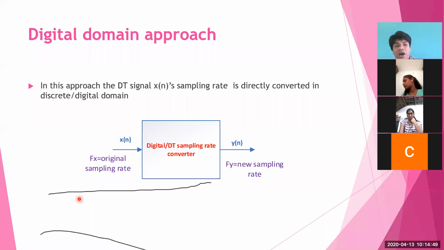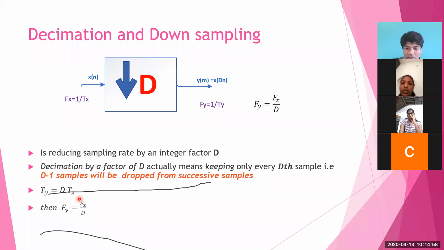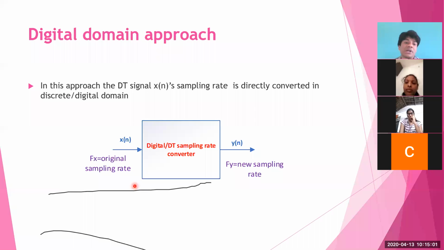In this particular approach, our focus is that there is no analog portion. So we take the original signal, which is in the digital domain, and we use a digital system, either a downsampler or upsampler, or a decimator or interpolator, to convert it into the desired sampling rate. As you can see here, we are inputting some Fx sampling rate and we are getting out a new sampling rate. And there is no A to D or D to A conversion. So everything here is happening in the digital domain only.